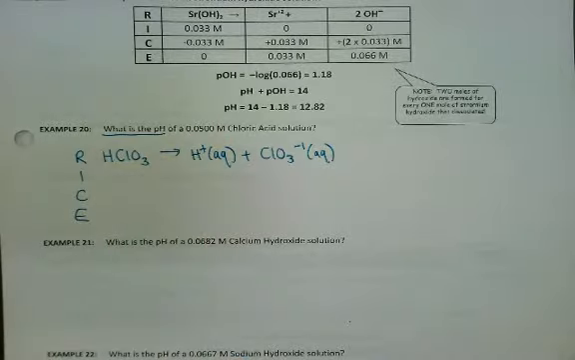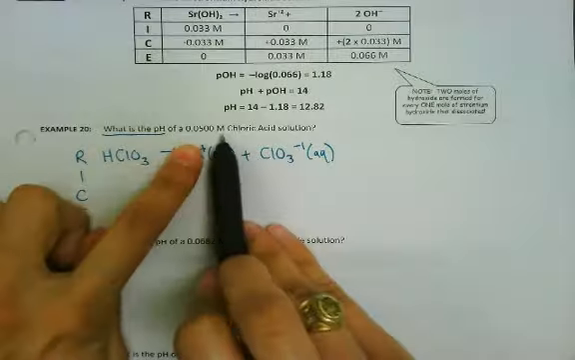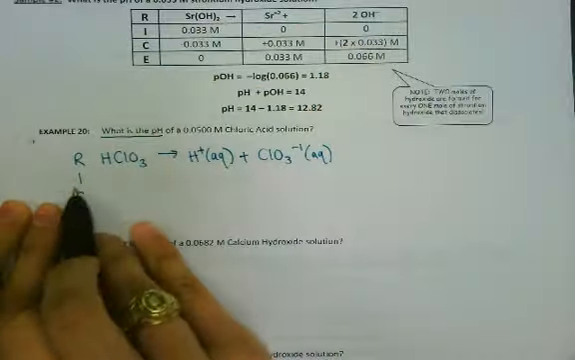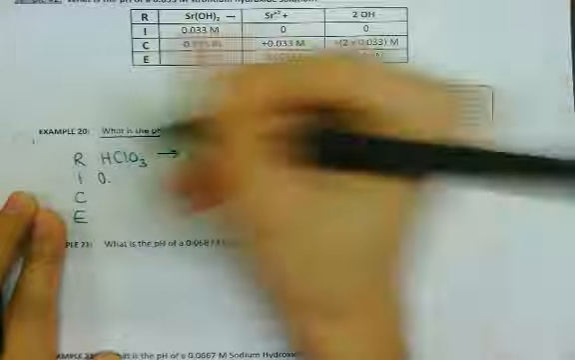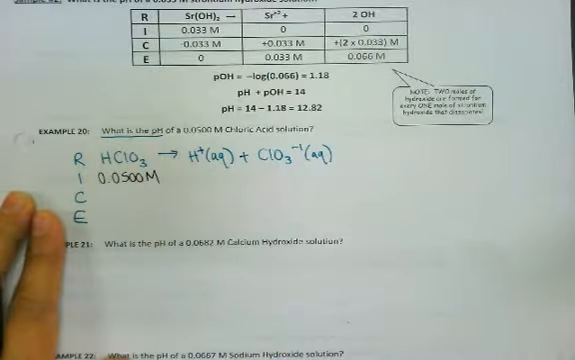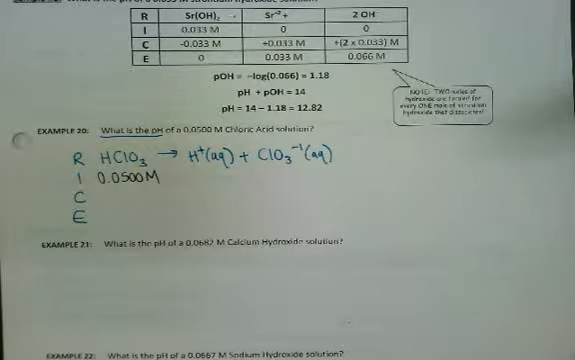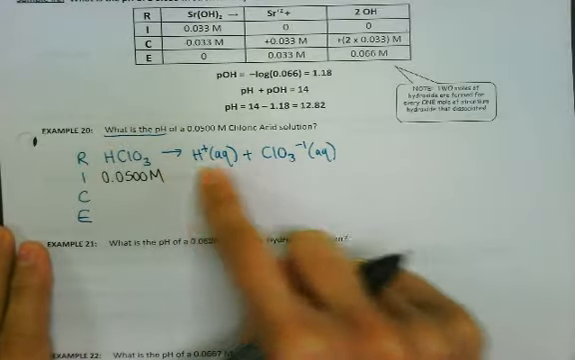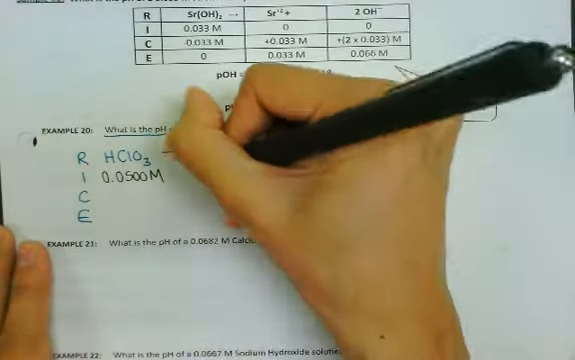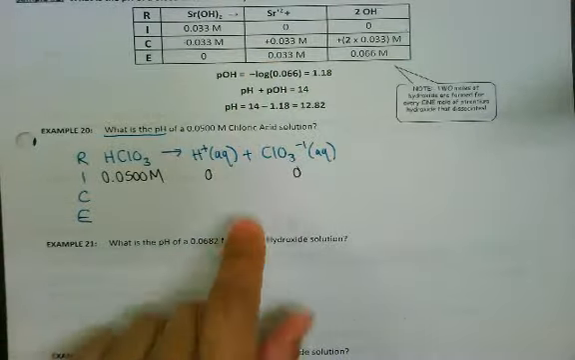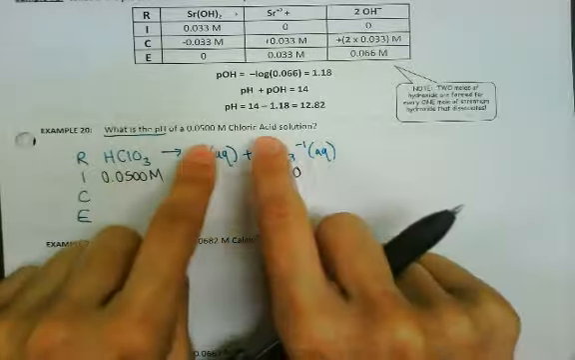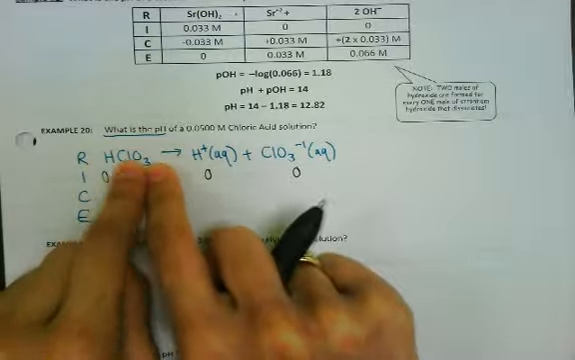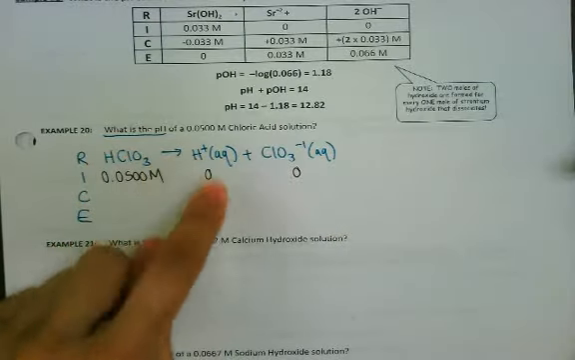So what we're going to have to do is use this information. We are starting with a concentration of chloric acid. Our initial concentration of chloric acid is 0.0500 molar. Okay? That is our initial concentration of chloric acid. And our initial concentration of hydrogen ion and chlorate ions is going to be 0. Because at this point we're looking at initial, before this has dissociated. So if we're looking at chloric acid before it has dissociated, then we're assuming that this concentration is 0.